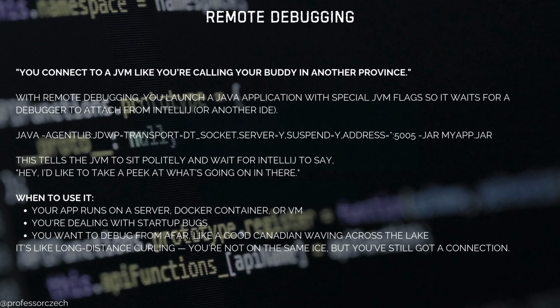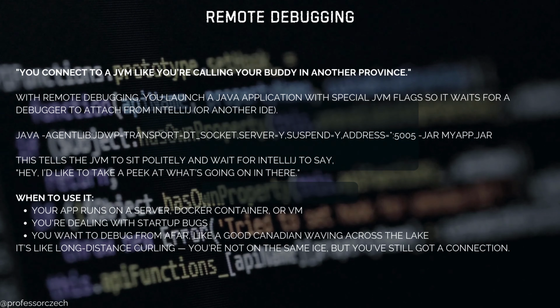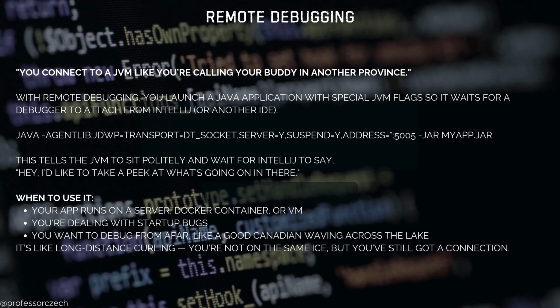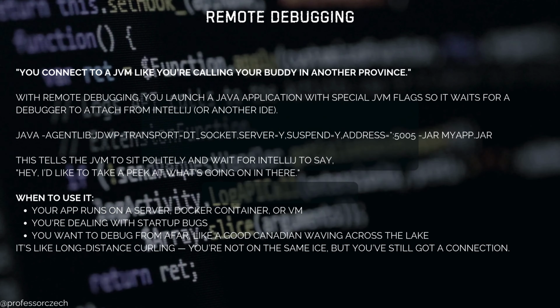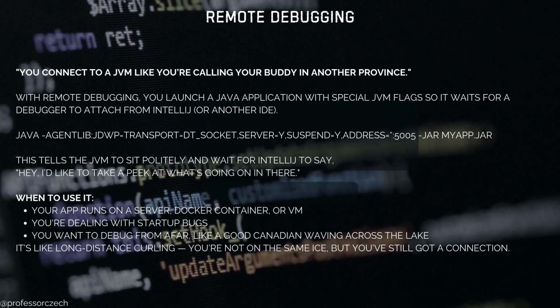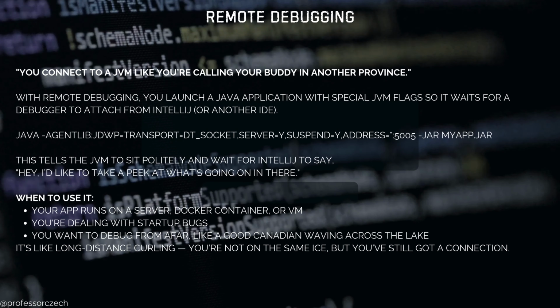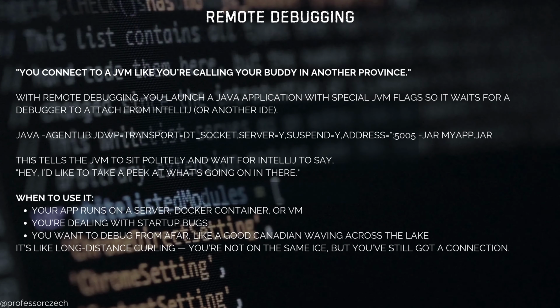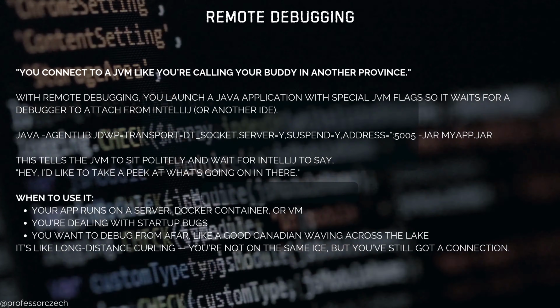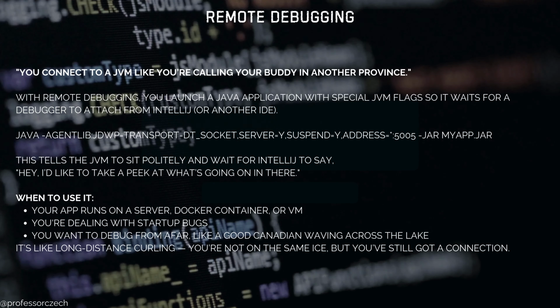Remote debugging is whenever you connect remotely using the JVM. With remote debugging, you launch a Java application with special JVM flags so it can listen and it can watch. You attach the debugger from IntelliJ or another IDE.